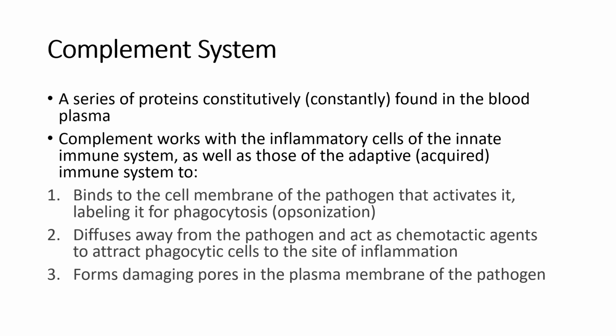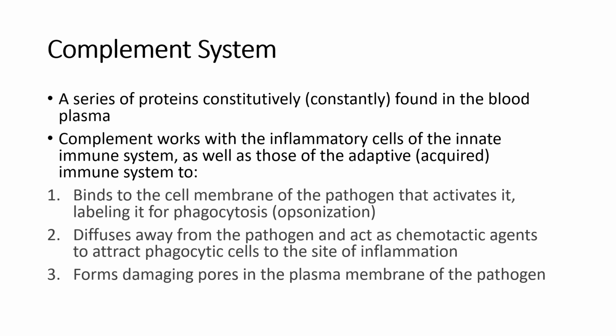I'm going to just talk briefly about the complement system. We could spend an entire lecture on this, so keep in mind this is just an overview. The complement system is a series of proteins constitutively, meaning constantly, found in the blood plasma, the fluid portion of the blood. And the complement system works with the inflammatory cells of the innate immune system, as well as those of the adaptive immune system, by binding to the cell membrane of a pathogen that activates it, and in doing so basically labels it for phagocytosis.